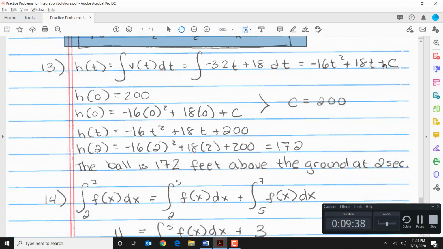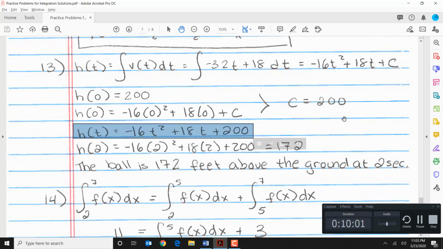plus c. Now we know that the initial height is 200. So when time is 0, when you haven't actually moved the ball at all, the ball is 200 feet above the ground. So when I plug t equals 0 into this original function, I get 200, which gives us that c equals 200. So now that I know my constant of integration, that gives me my exact height function. Now I can find the height of the ball after 2 seconds by plugging 2 into this function to get 172 feet.